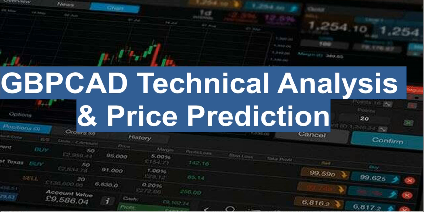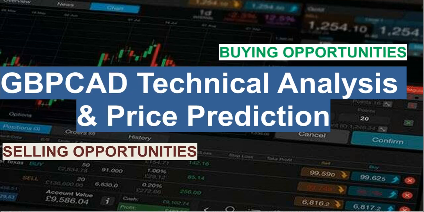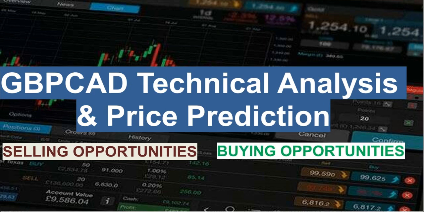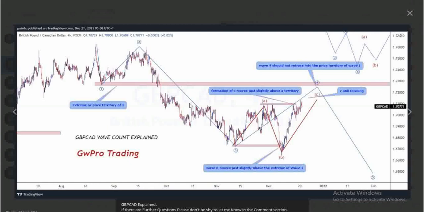Alright, so today we're going to be looking at GBP/CAD and also what opportunities we have with the pound against the CAD. Let's look at what we did a few days back, because I like to share with you guys what I expected to see before now.